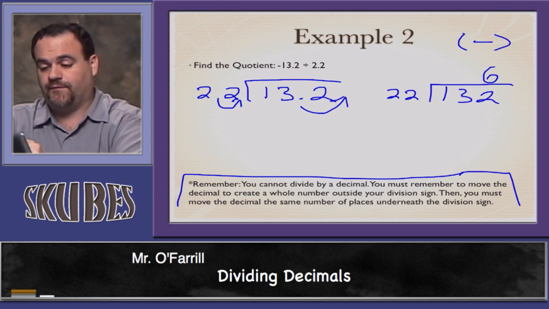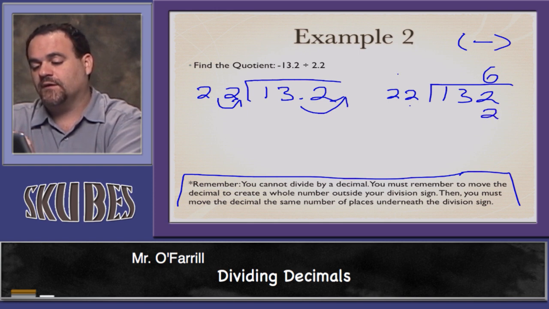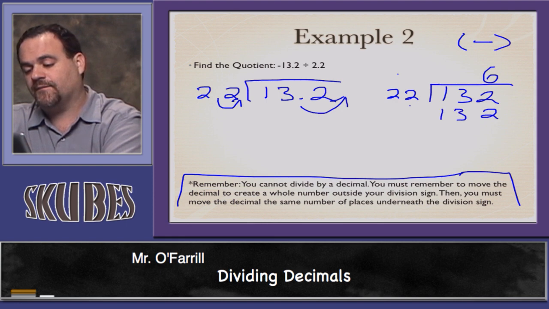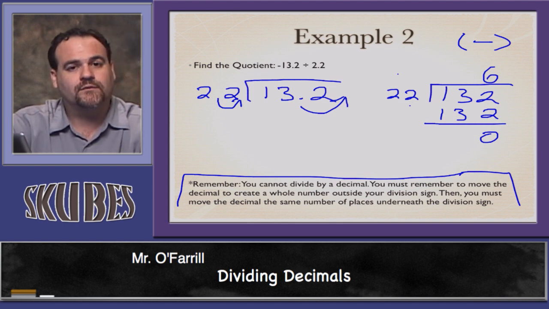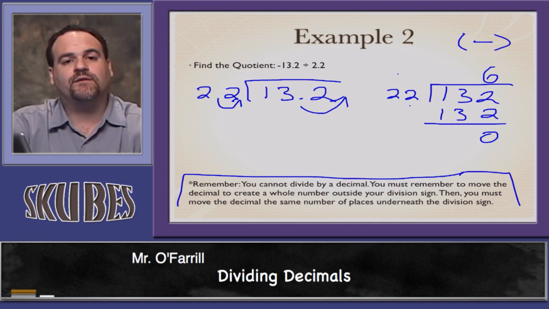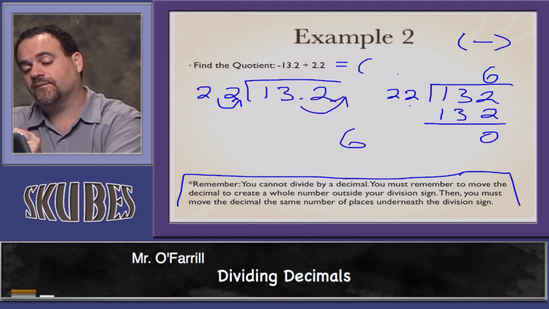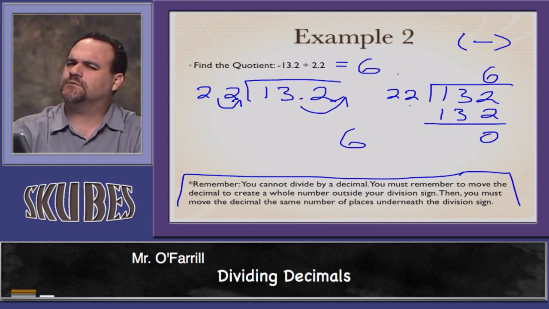6 times 2 is 12. Carry the 1. 6 times 1 is 6. Plus 1 is 7. No remainder. I got the number 6. What happened to the decimals? We don't even need to consider them. The answer is 6. Wait a minute. Am I leaving something out?